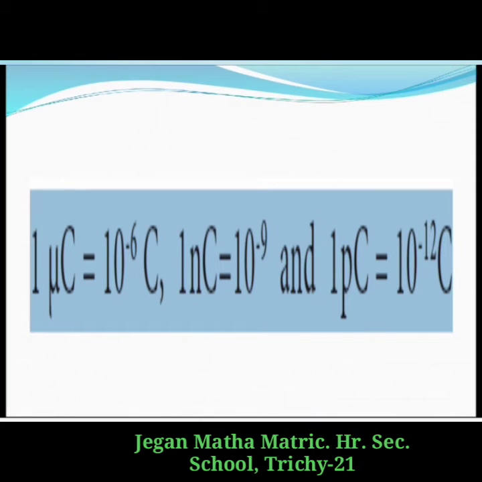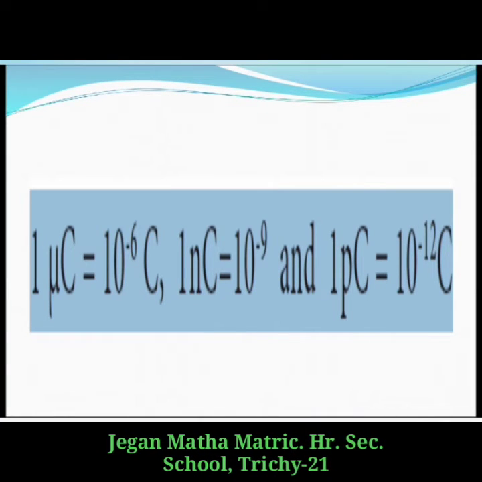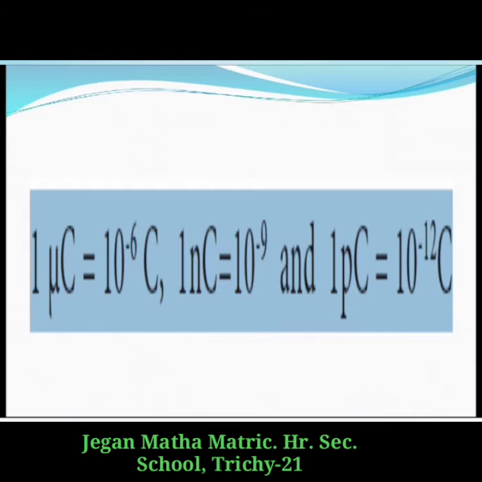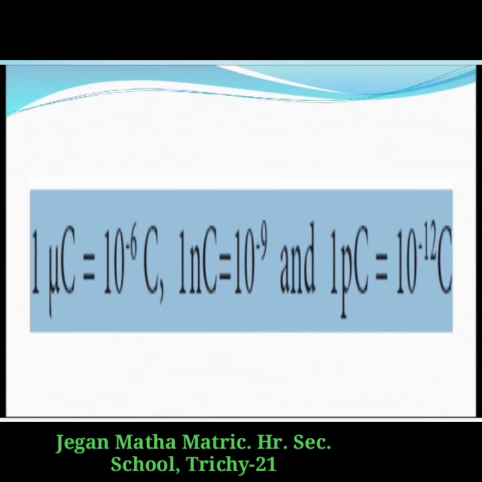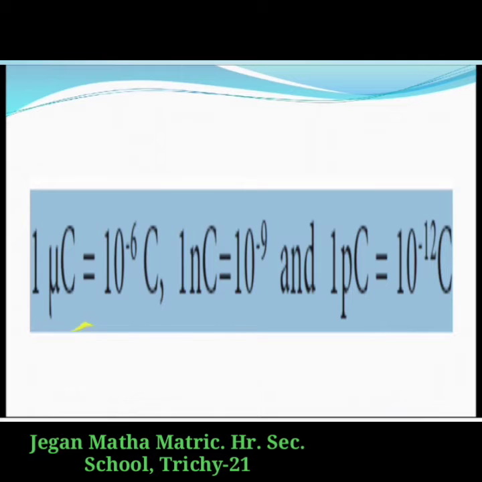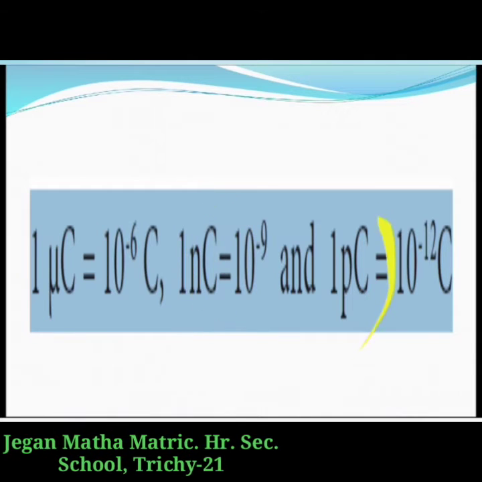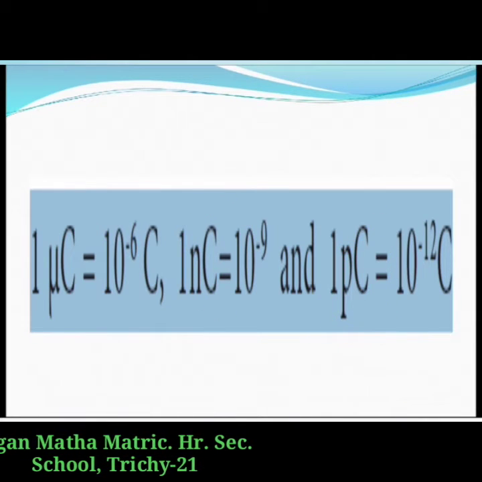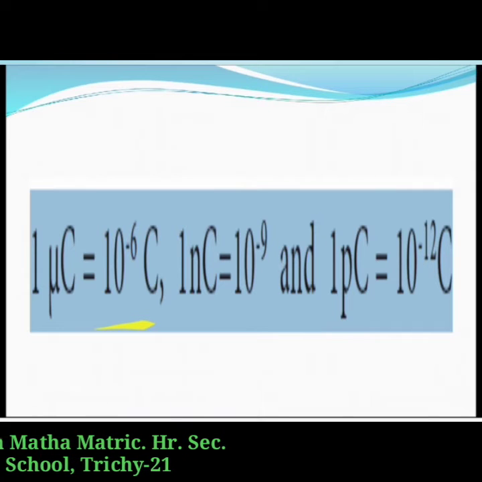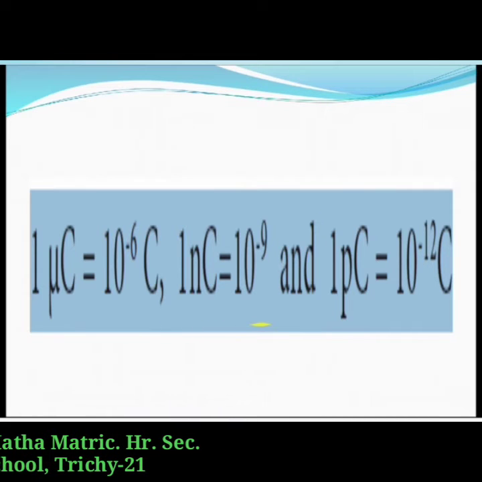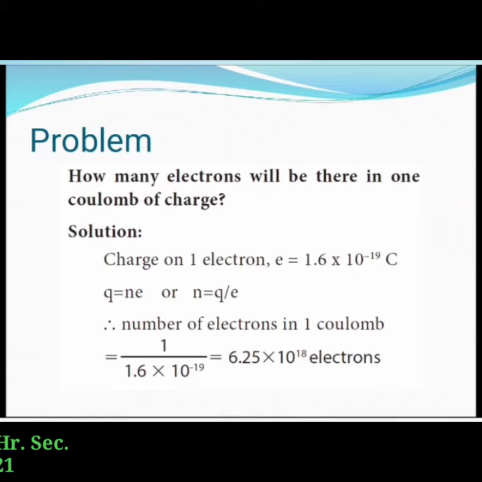Practically we have microcoulomb, nanocoulomb and picocoulomb as units of electric charge. So 1 microcoulomb is 10^-6 coulomb, 1 nanocoulomb is 10^-9 and 1 picocoulomb is 10^-12. Micro means 6, nano 9, pico 12. So electric charge is additive in nature.